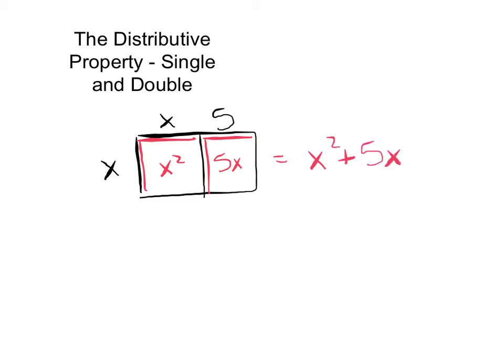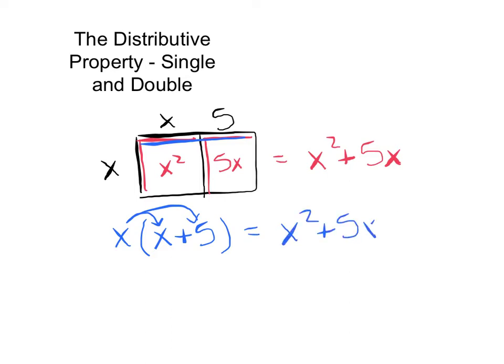You don't always need an area model to actually do these type of problems though. This is x times the long side, which is x plus 5. By the distributive property, we can just multiply everything inside the parentheses by that x outside. So we end up with x squared plus 5x. Same thing.